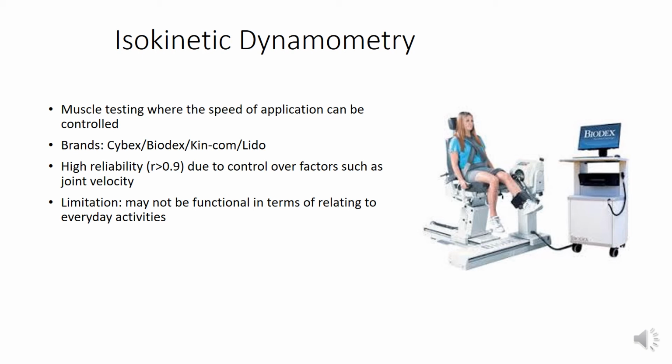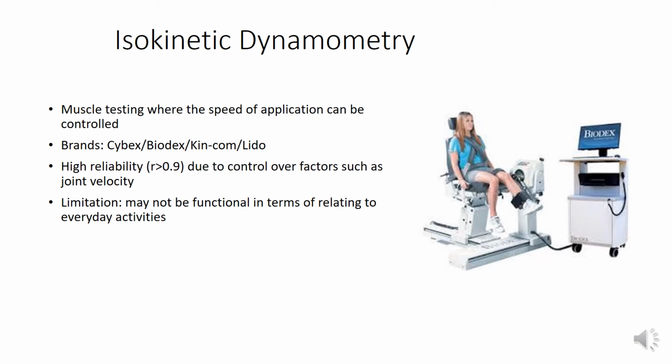The interesting thing about isokinetic machines is the ability to control the velocity at which the joint moves when measuring the muscle strength. This can yield interesting muscle power characteristics when we start to look at the muscle contraction at different speeds. One criticism about isokinetic machines is their ecological validity in relation to functional activities.